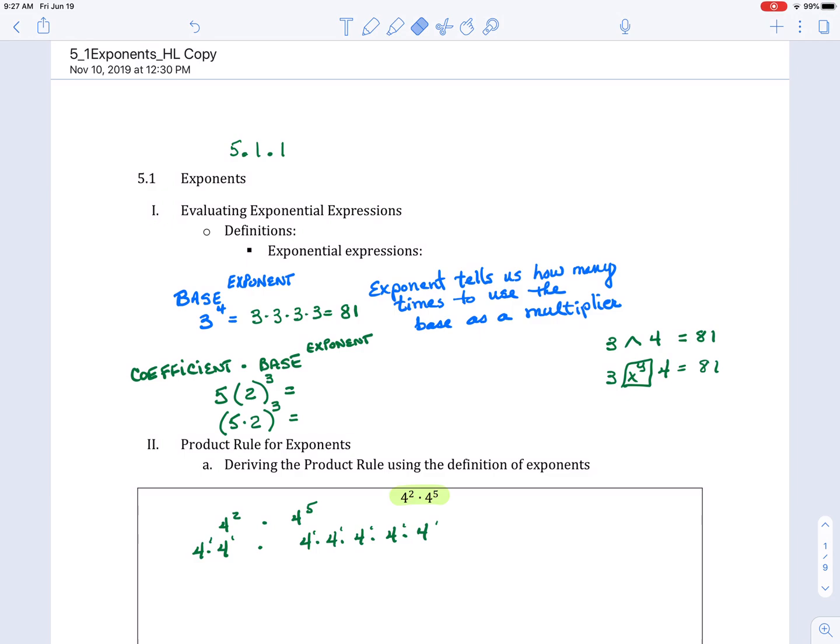So here's your definition of an exponential expression. An exponential expression is going to contain a base, which is the number that's written down on the line if you were writing on lined paper. And the exponent is a superscript, which is written up above, usually in a smaller font, and to the right of the base. And that exponent tells you how many times to use the base as a multiplier.